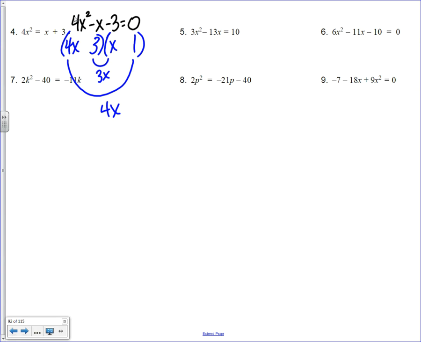I need to have a -1 in the middle, which means this 4 needs to be the negative, and then the 3 needs to be the positive. If you set your two factors equal to 0 and solve, you will get -3/4, and you will get a +1.